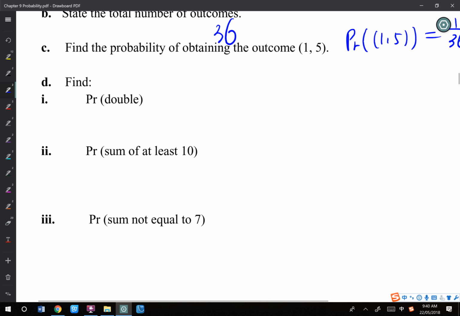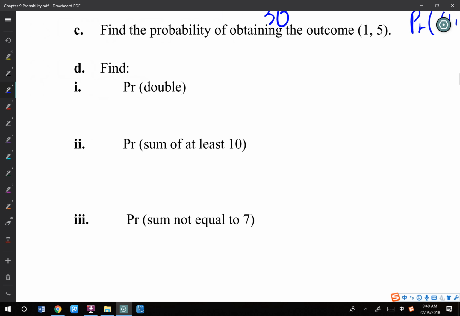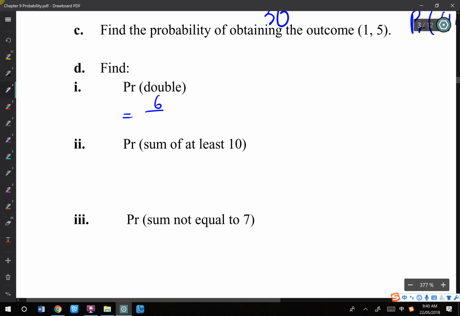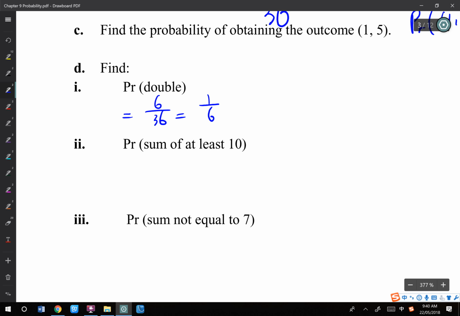The next one asks you the probability of doubles. How many doubles do you have? 6. 1, 1, 2, 2, 3, 3, 4, 4, 5, 5, 6, 6. So that equals 6 out of 36, and that's 1 on 6.